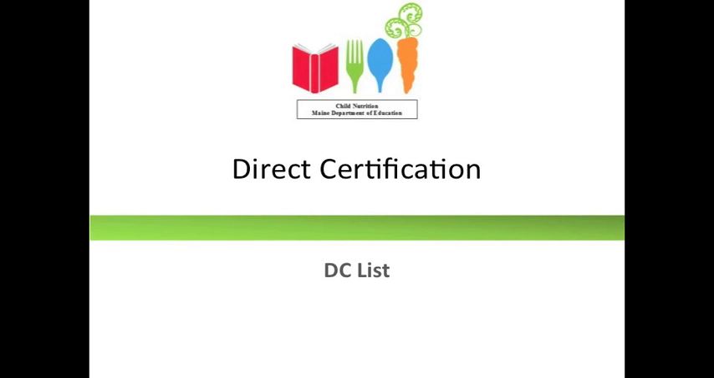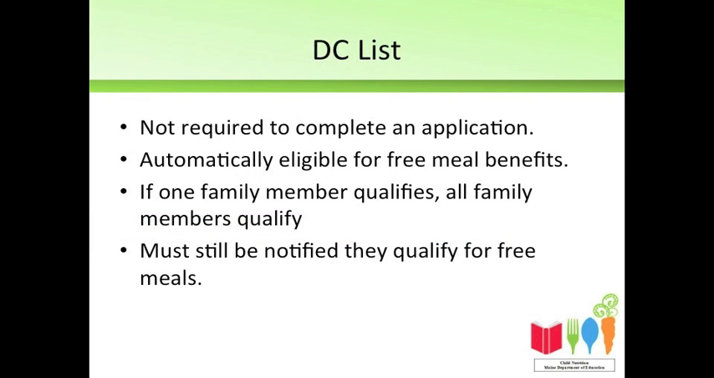The Direct Certification List, or DC list, is very important. The more students you are able to provide benefits to through the DC list will help reduce the number of applications needed to be verified. Students on the DC list are not required to be verified. Families on the DC list are not required to complete an application. Students listed on the DC list are automatically eligible for free meal benefits.